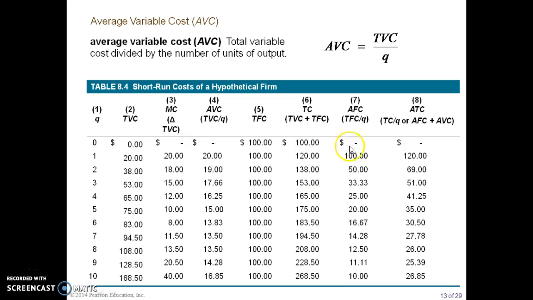You'll notice the average fixed cost will continue to decrease because total fixed costs stay the same, and when you divide by output, there's going to be a decrease in the cost. And then you have average total cost, which will go through this area where it will decrease.